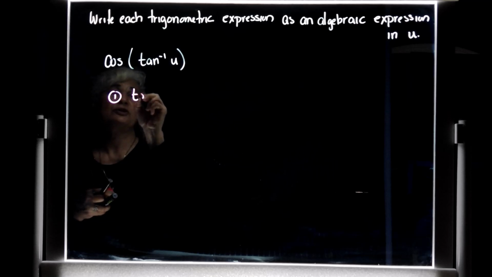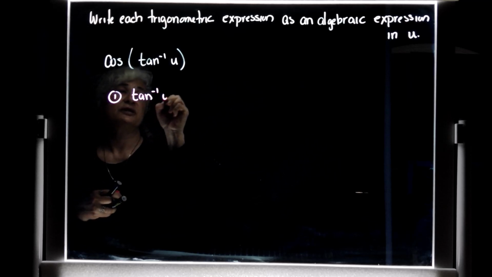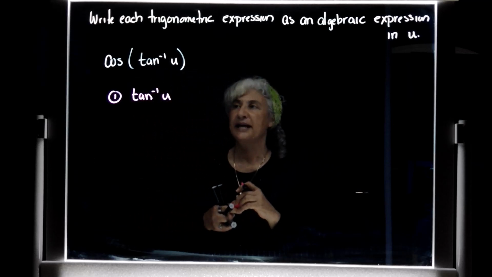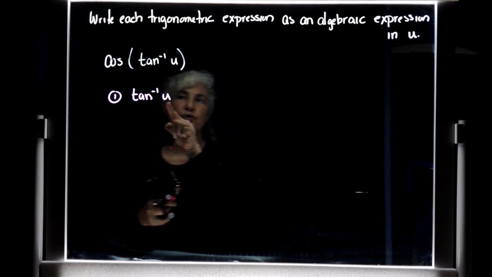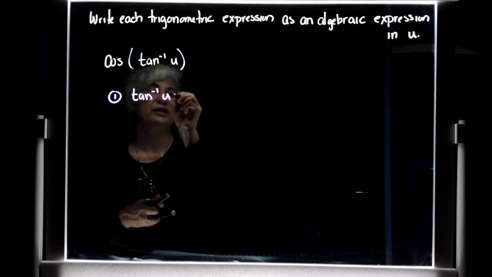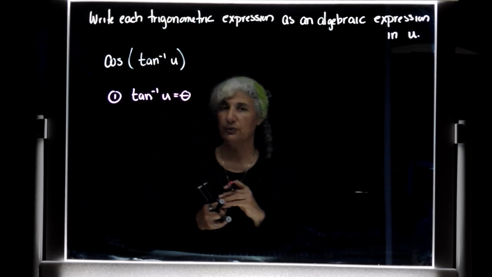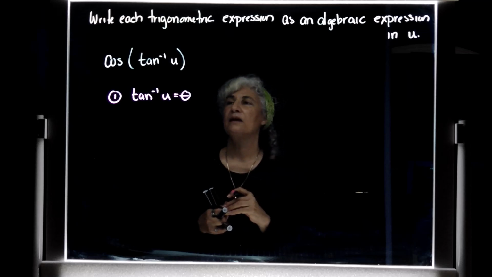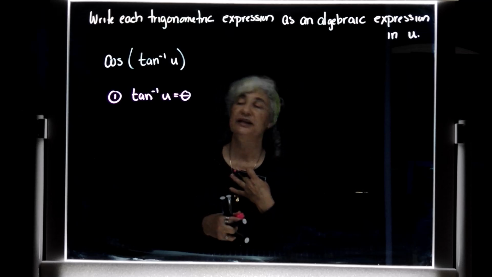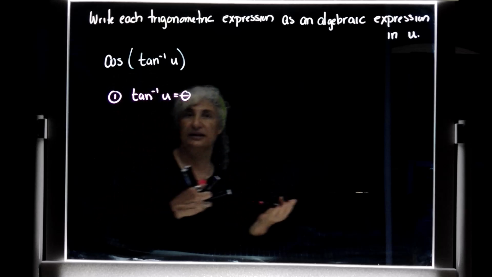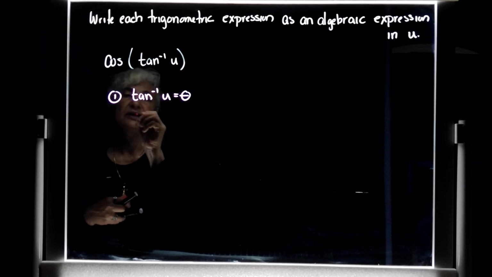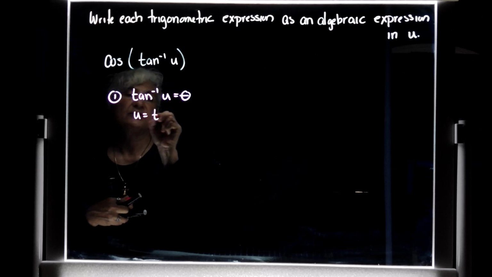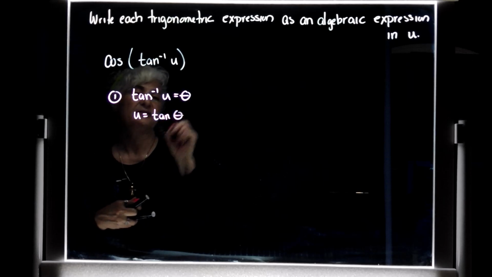So the first thing is I'm going to look at the tan inverse of u. Now, when I see the inverse, I know u is not the angle. I know that I'm looking for the angle. Are you with me? And me personally, I don't like the inverse function as well as I like the regular function. So I am going to take tangent of both sides, which tells me u equals the tangent of theta.